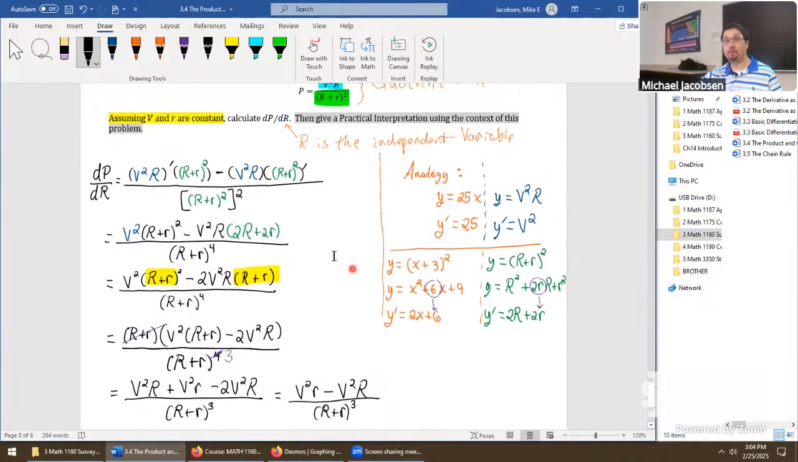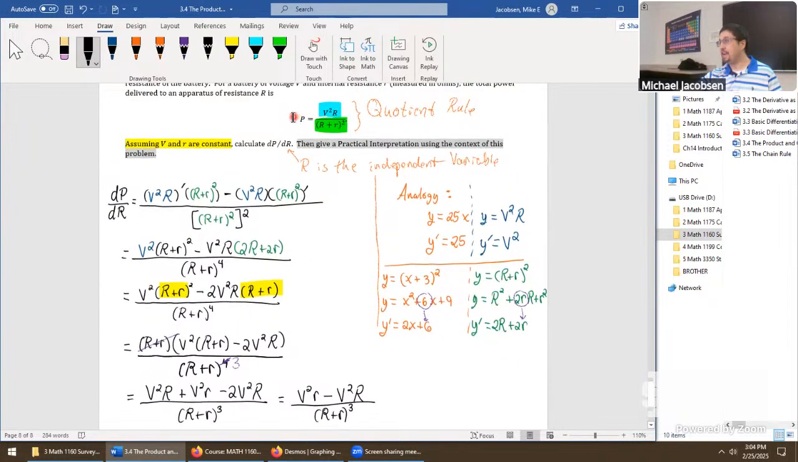A lot of work to get to that point. So if this is the expression for power, and it varies based off the resistance R for the device, then that's the rate of change of power for any specific value of uppercase R. Well, that's what we want to try to say next, the practical interpretation of that quantity.